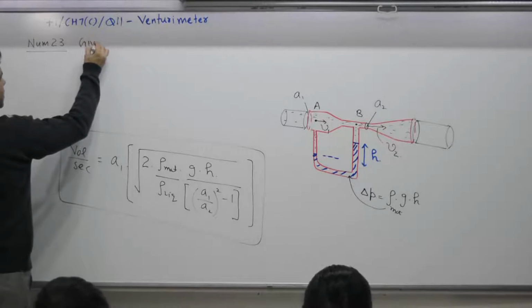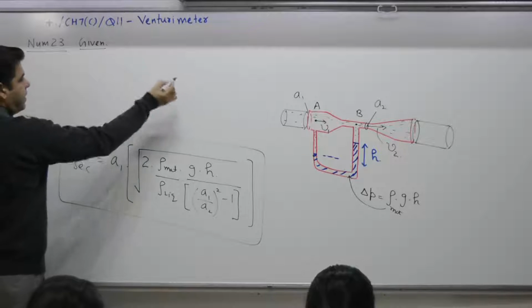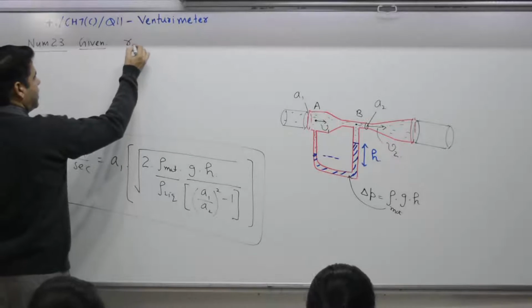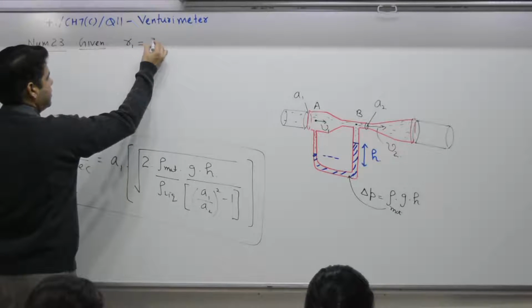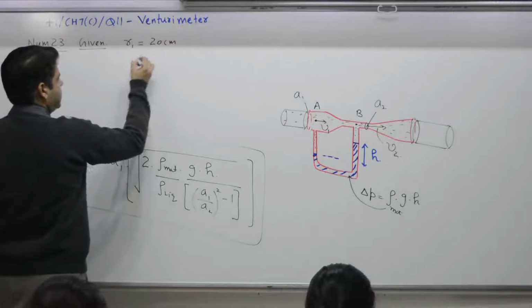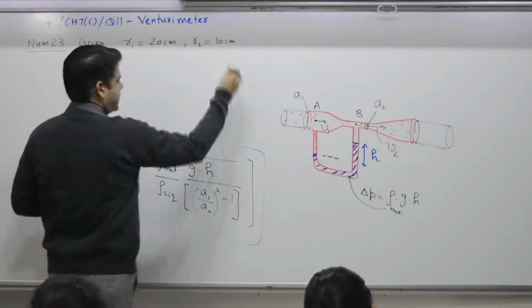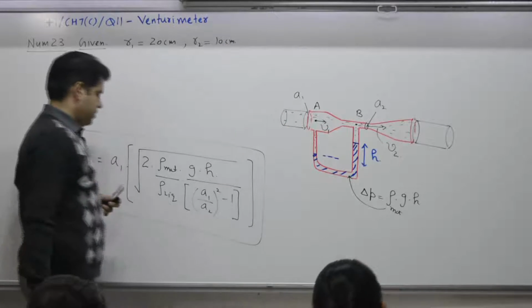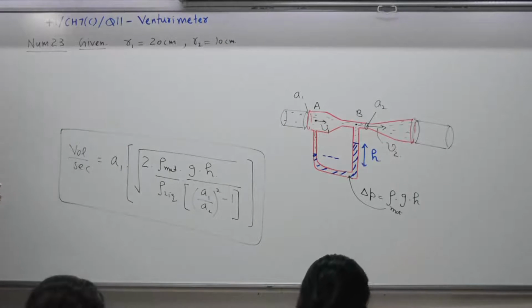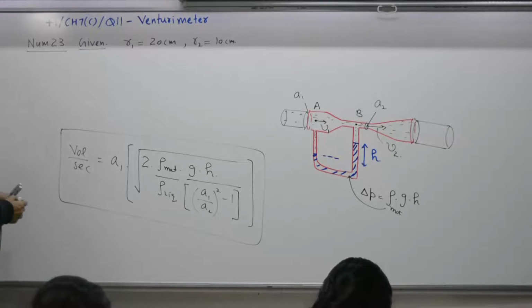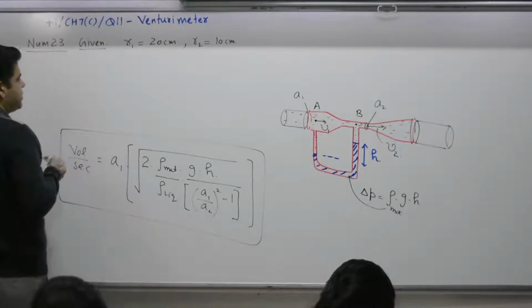Given is what? Radius at 1, how much? 20 centimeter. Radius at 2, 10 centimeter. Radius is half, so area is 1 by 4. This is 1. You can change it to meters.